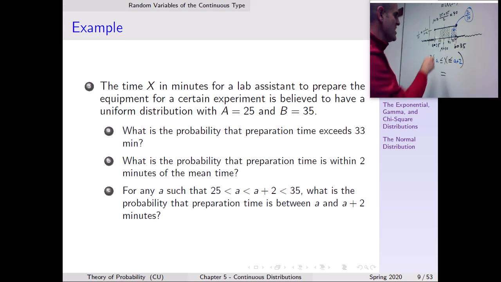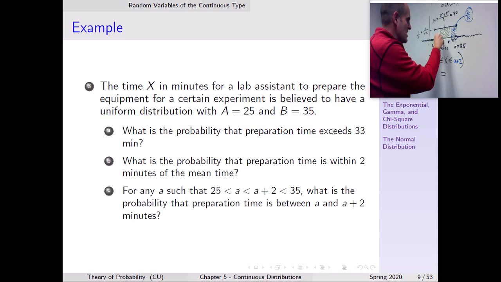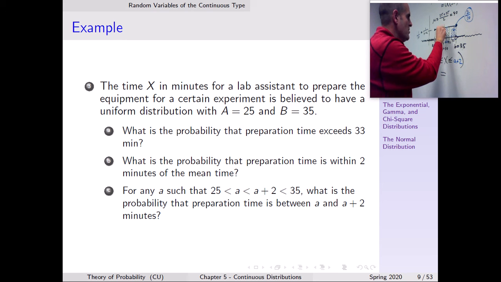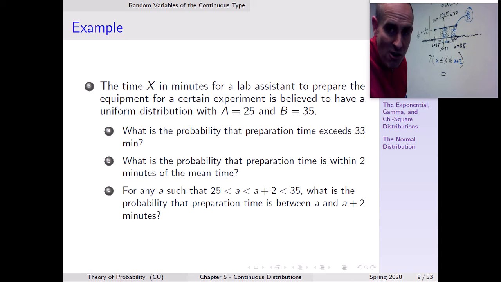And what they're saying here is that wherever A is, I don't know, maybe A is right here, okay? Maybe this is A right here, and A plus 2 is like right here. So in this case, it kind of looks like A is like 29 and A plus 2 is like 31 or something. Well, all that really matters is the fact that A and A plus 2 are how far apart? 2. So that means the length of that interval is 2.